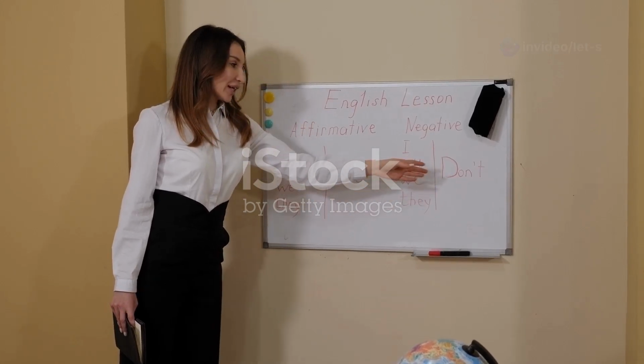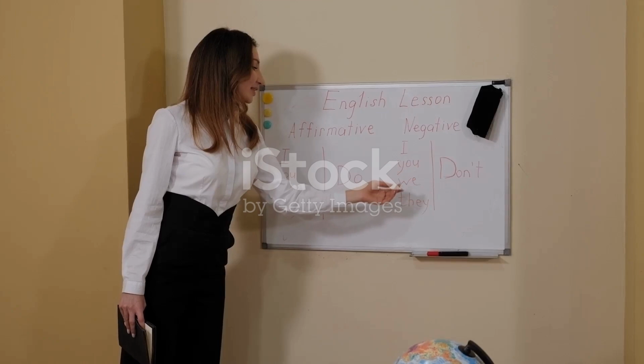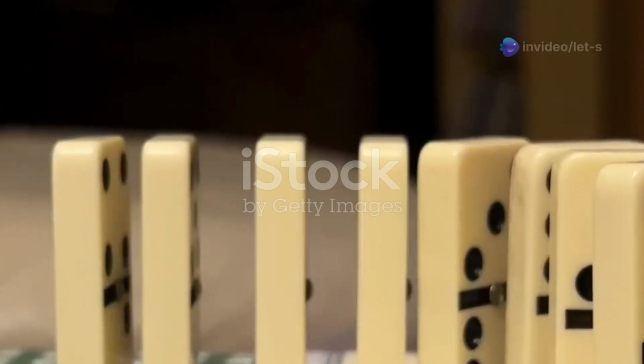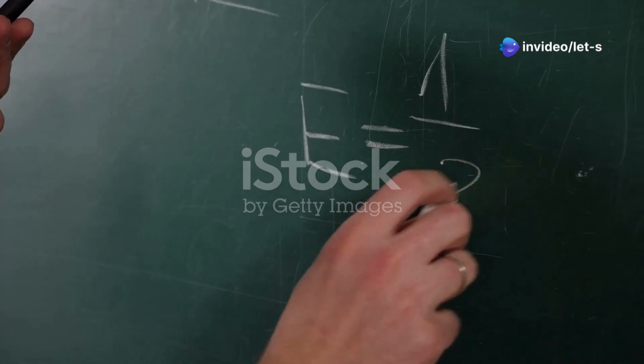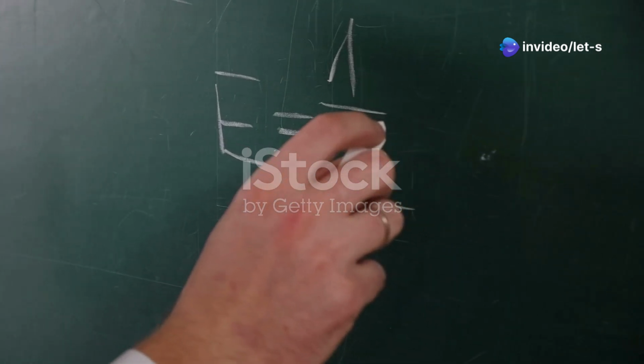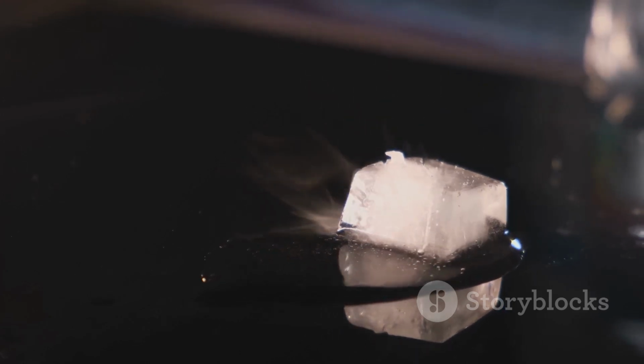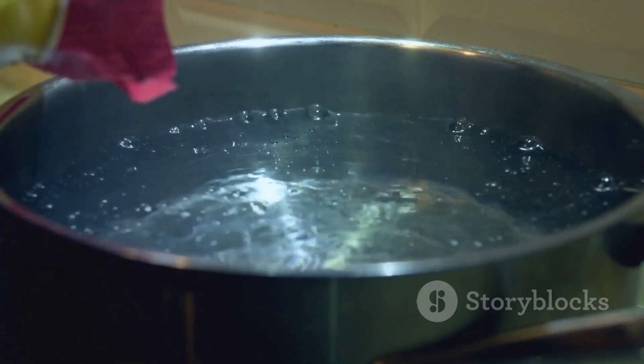The zero conditional is used to express general truths, facts, or things that always happen under certain conditions. Think of it as a cause and effect relationship. The structure is simple. If plus present simple. For example, if you heat ice, it melts. Water boils if you heat it to 100 degrees Celsius.